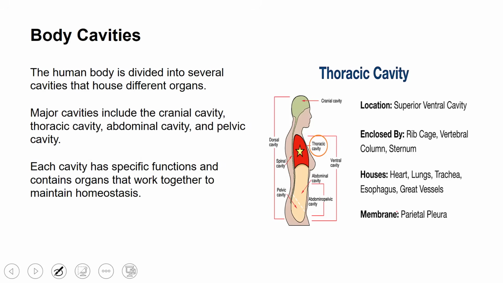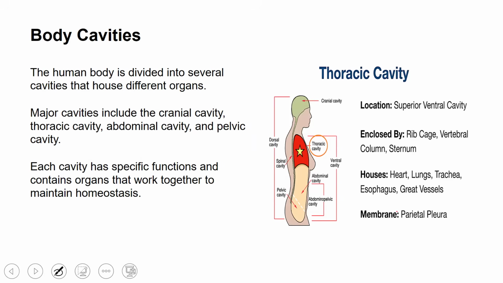The thoracic cavity is actually the superior ventral cavity, and it is enclosed by the rib cage, vertebral column, and sternum. This thoracic cavity houses, or contains, the heart, lungs, trachea, esophagus, and great vessels. So that is where the cavities are described.